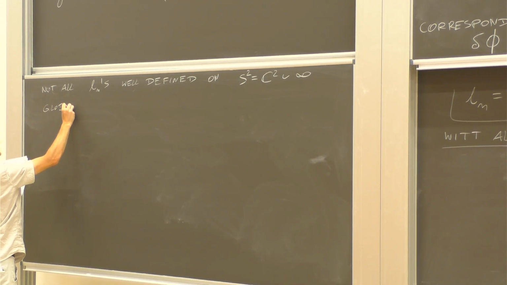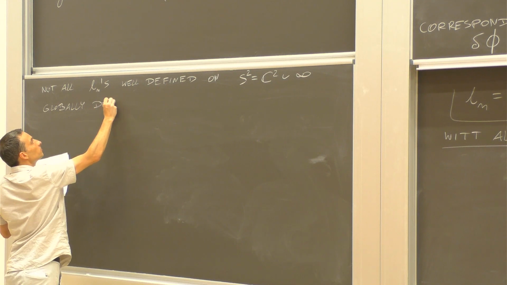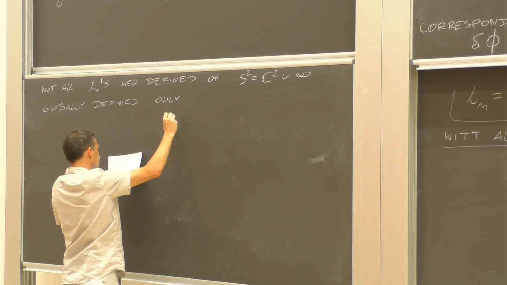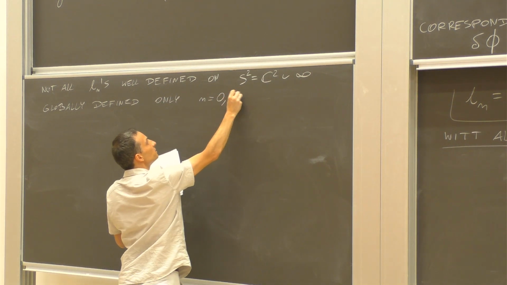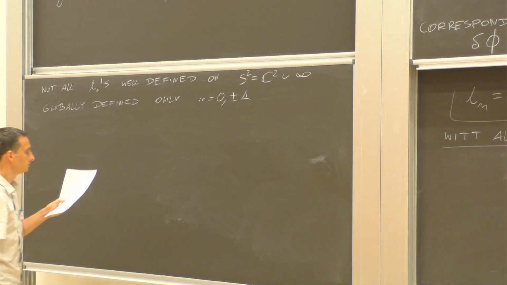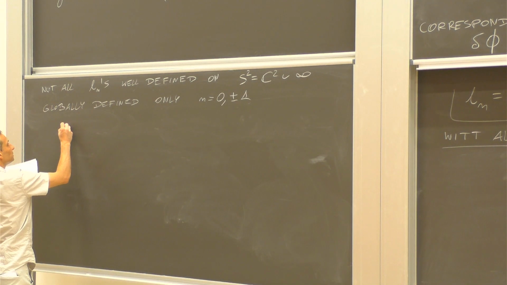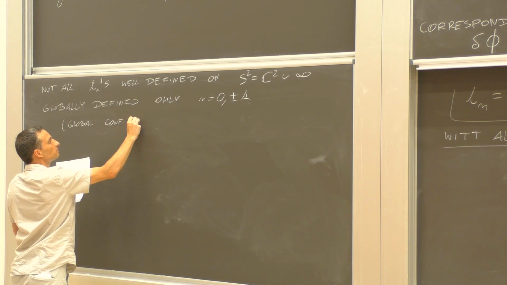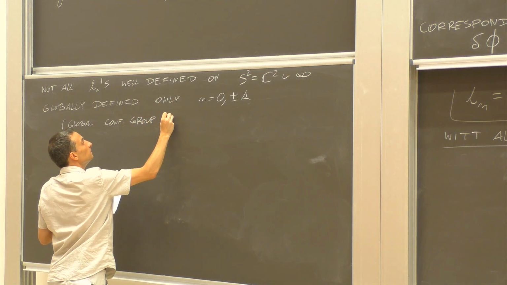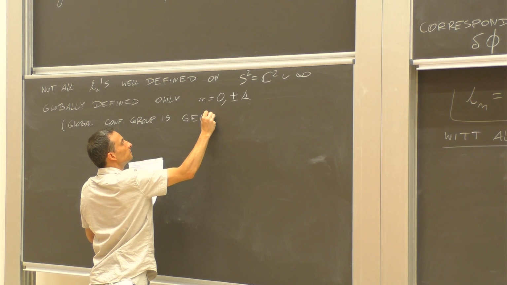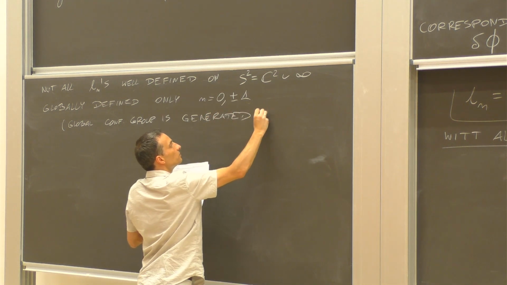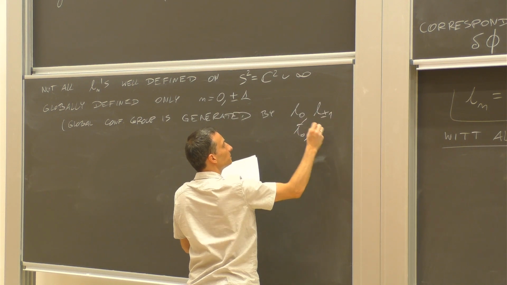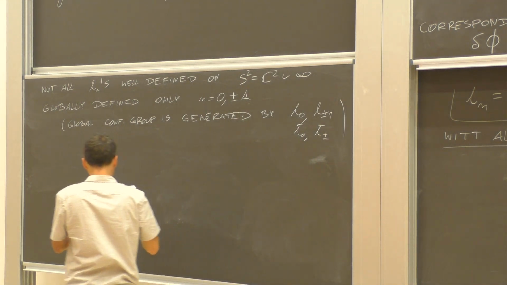So those which are globally defined are those where this index n is 0 or plus minus 1. So in other words, we may say that the global conformal group is generated by L0 and L plus minus 1, and the same for the L bars.